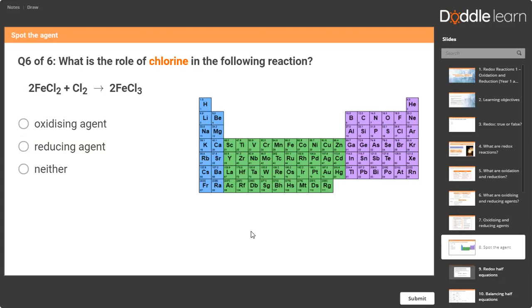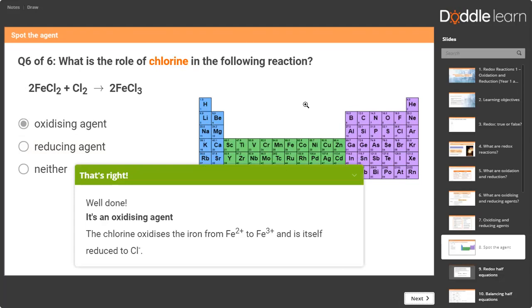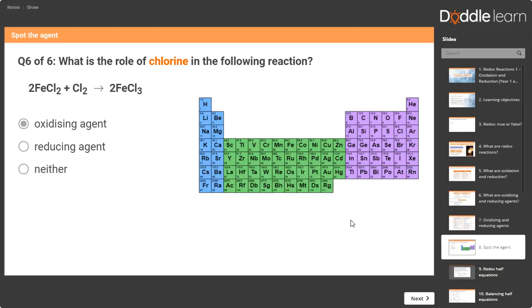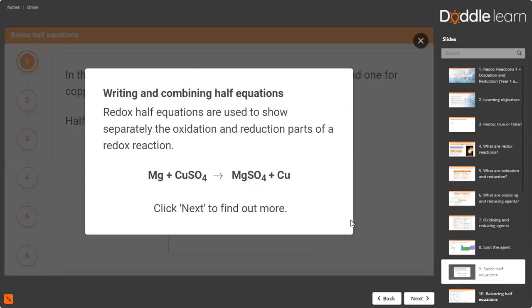So our chlorine in this situation is an oxidizing agent. And the chlorine oxidizes the iron from Fe2+ to Fe3+ and is itself reduced to Cl-. So what we're going to do now is look at half equations and combining them.